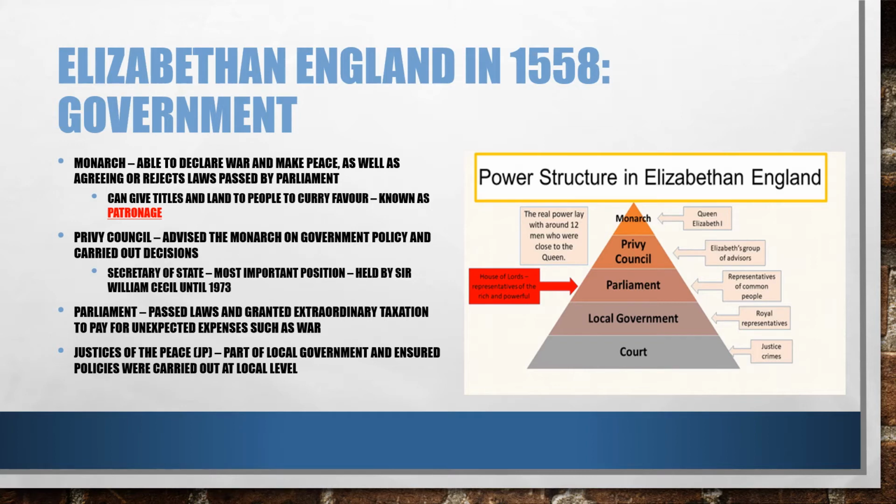Towards the bottom of the scale, you've got local government and you've got justices of the peace, which are still used today, otherwise known as magistrates. They ensured that policies were carried out at the local level and were there to ensure that the law and order was established in the localities in which they served.